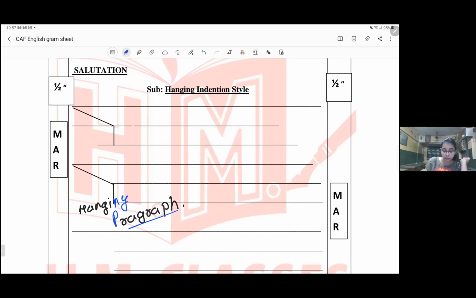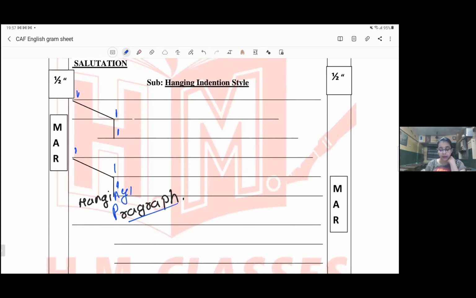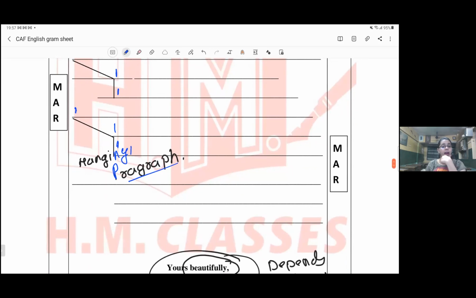You all have to start from here, then here, then here. Again, you all will start from here, here, and here. It's a hanging paragraph. That's why this format has the name of hanging indentation style. The paragraphs look like they are hanging.